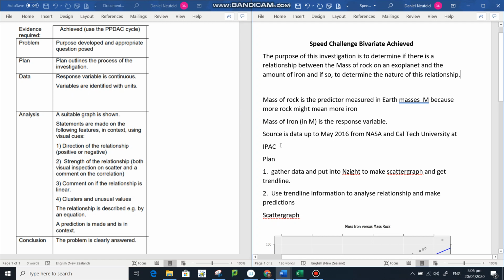You should also in your plan say what the source is. In this case, it was from Caltech, so I just said that. Now, for a higher grade, you want to be able to actually talk about do we think that's a good source, but here we just need to say what it is.